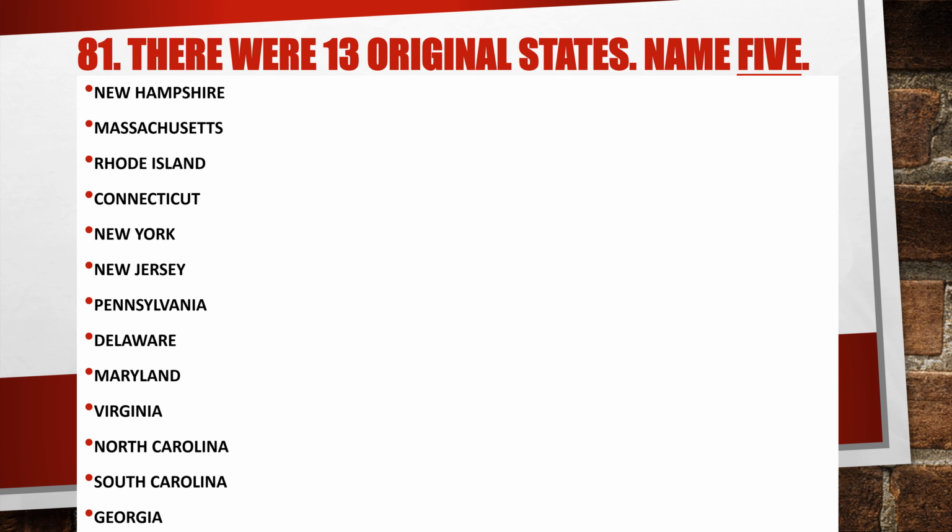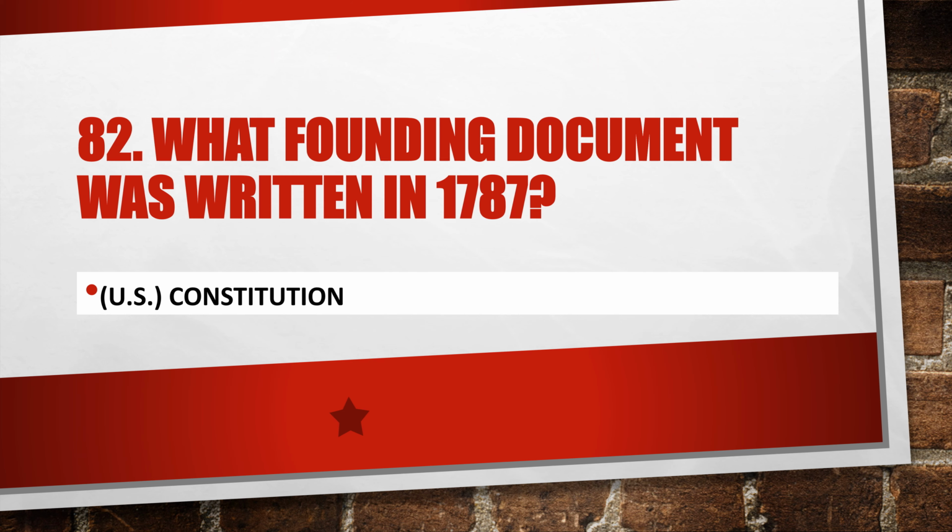There were 13 original states. Name five. New Hampshire, Massachusetts, Rhode Island, Connecticut, New York, New Jersey. What founding document was written in 1787? U.S. Constitution.